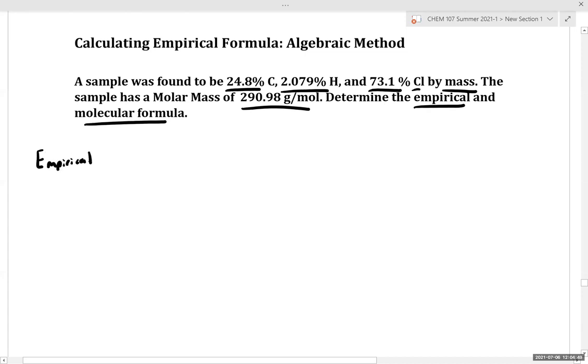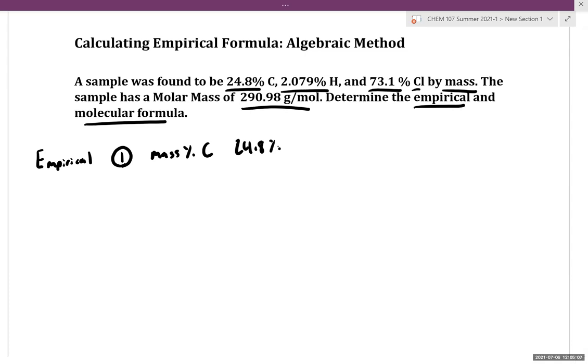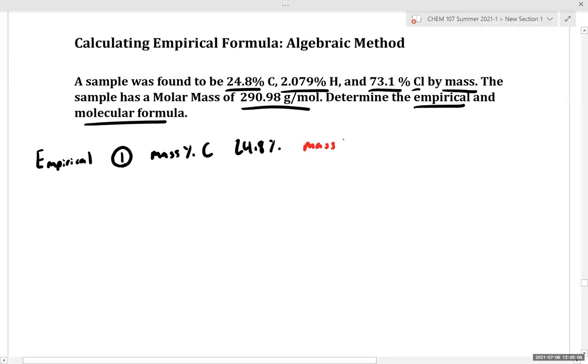And let's apply what we've learned in the algebraic method. So first things first, we need to identify our mass percentages and our molar masses of each element. So we know the mass percentage of carbon is 24.8%. We also know that the mass percentage of hydrogen is 2.079%. And finally, we know from this problem, the mass percentage of chlorine is 73.1%.